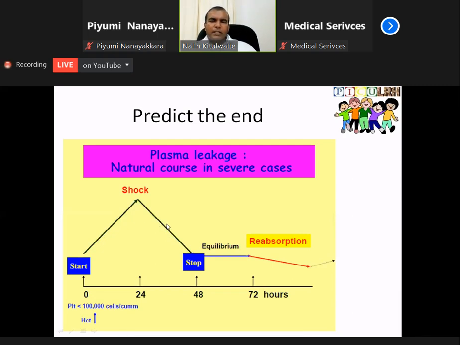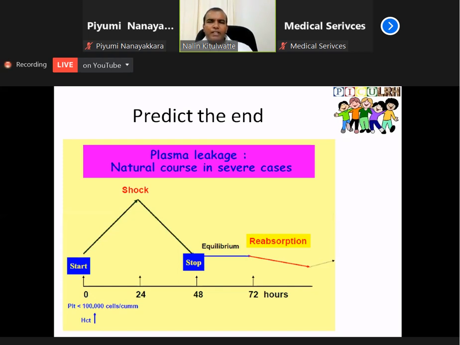Now think: if a child is developing shock today at 12 noon, we know till tomorrow 12 noon the patient is in the ascending limb. So tomorrow at 12 noon, we are expecting some problems. You can develop shock, you can develop various problems. Then after tomorrow 12 noon, till the day after tomorrow 12 noon, you are in the descending limb, so the amount of fluid should gradually go down. That's what the natural history says, so you can predict this.